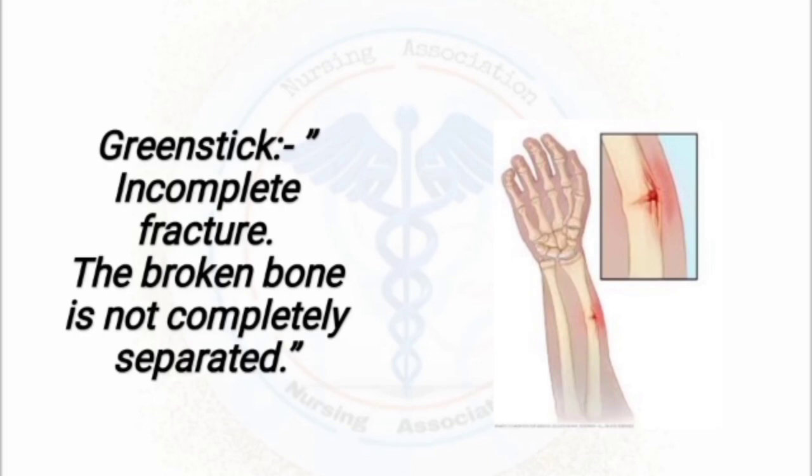In this incomplete fracture, the broken bone is not completely separated. So you can see in this picture greenstick fracture. It occurs when bones bend or crack instead of breaking completely into separate pieces, and this fracture mostly occurs in children under 10 years. So this is a greenstick fracture.